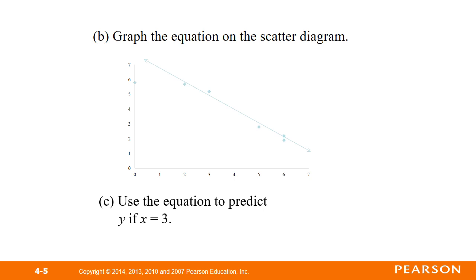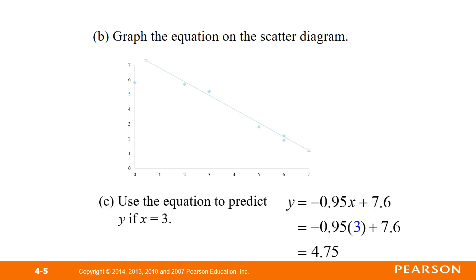So using our equation, we're going to predict where the value would be if x was equal to 3. And that means we're going to put a 3 in for x and calculate y. So we would predict that y would be about 4.75 when x was 3.